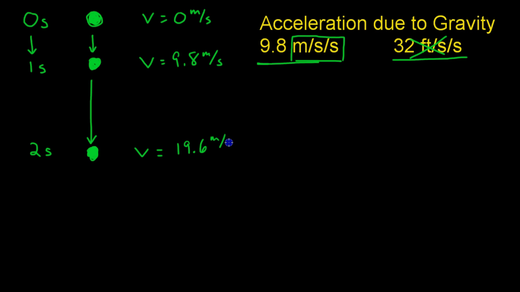At this point, the velocity at the 2 second mark is going to be 19.6 meters per second. And the way I got that, I just took the 9.8 from 1 second, and then we added another 9.8 for the second, and we ended up with 19.6 meters per second. Okay?